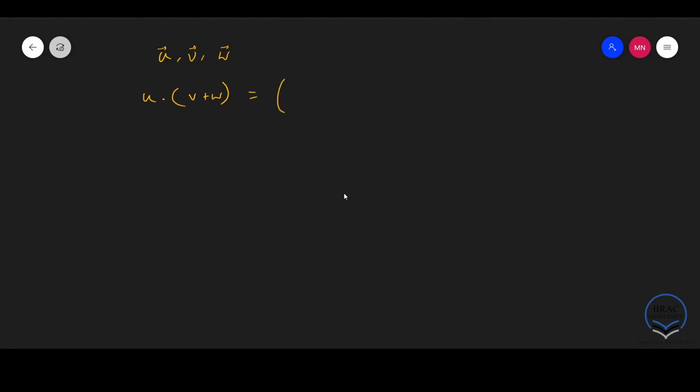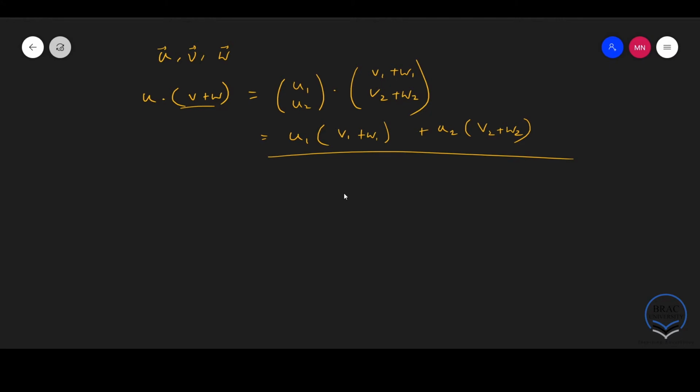So finding this, I will have (u1, u2) dot (v1 plus w1, v2 plus w2), right? And this will give me u1(v1 plus w1) plus u2(v2 plus w2), right? So u dot the sum of these two vectors will give me this quantity on the right hand side.